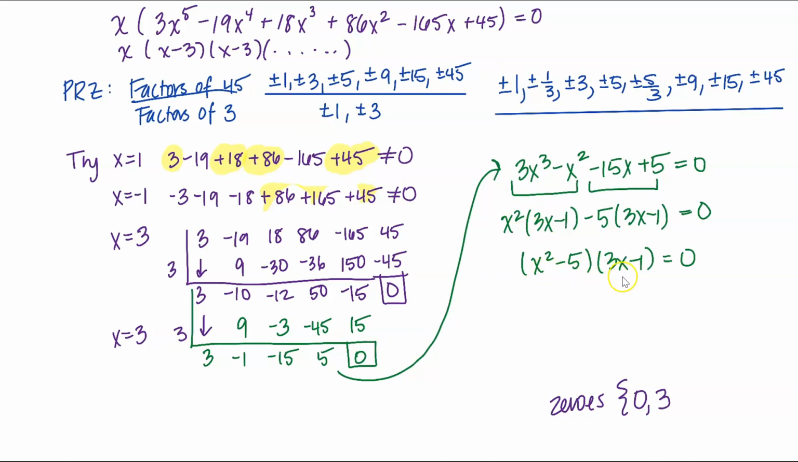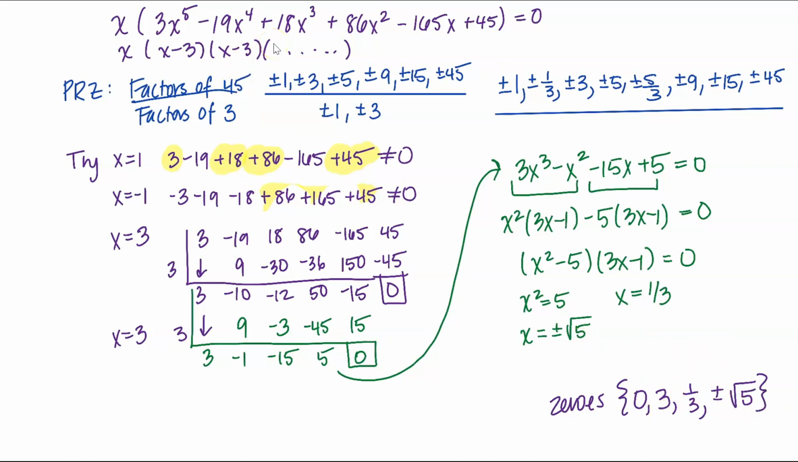So to find the remaining zeros, I can set each of these factors equal to 0. Well, x squared minus 5, I get x squared equals 5, or x equals plus or minus radical 5. And then here I get x equals positive 1/3 if I add the 1 and divide by 3. So these are the rest of my zeros. So I had 0, 3, I have 1/3, and I have plus or minus the square root of 5 as the rest of my zeros.